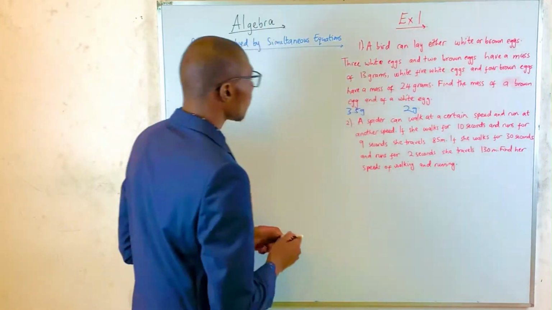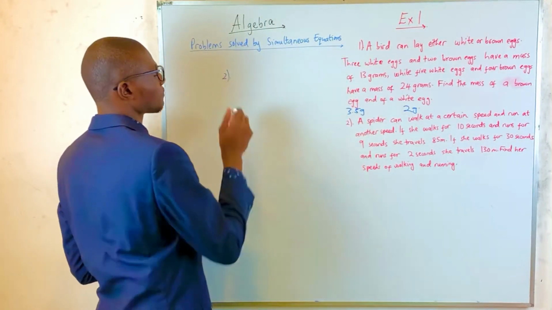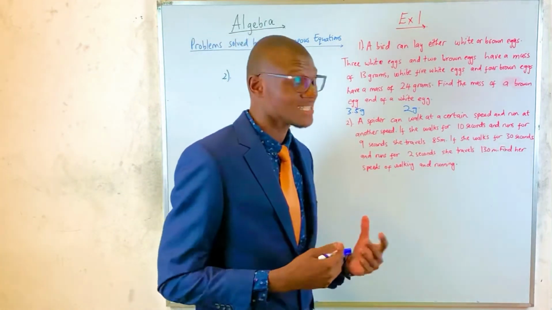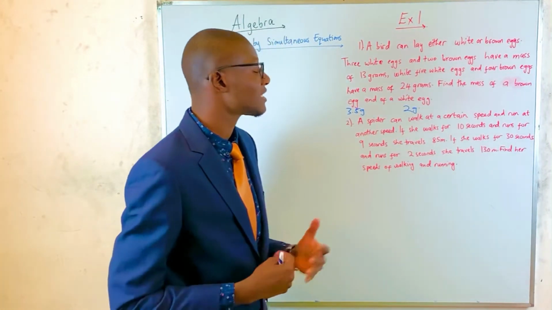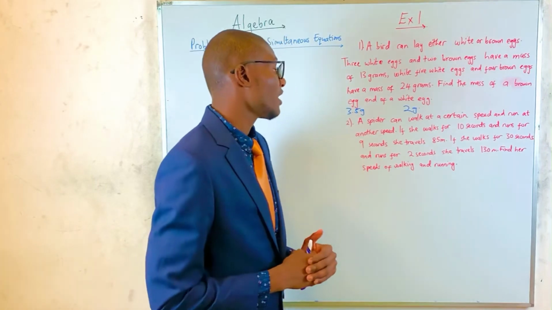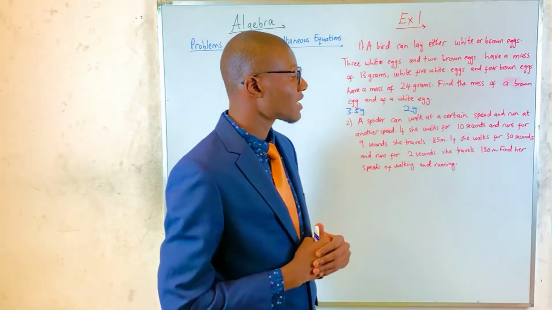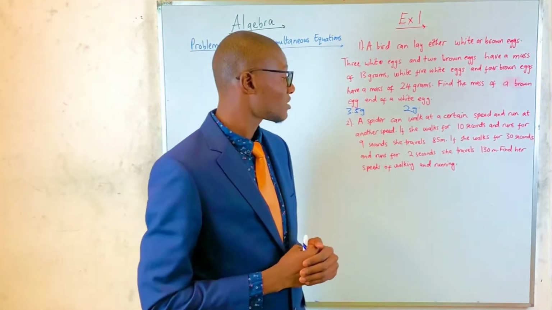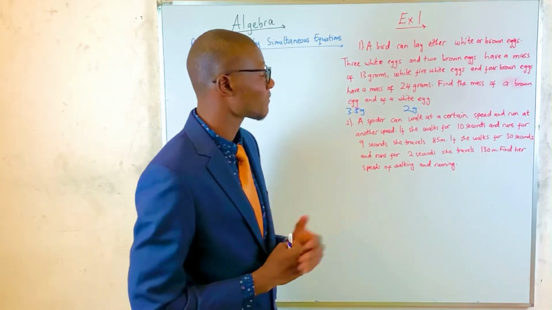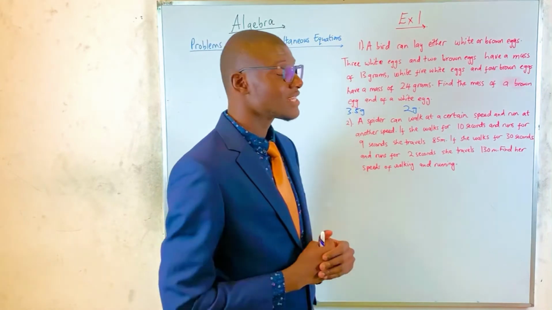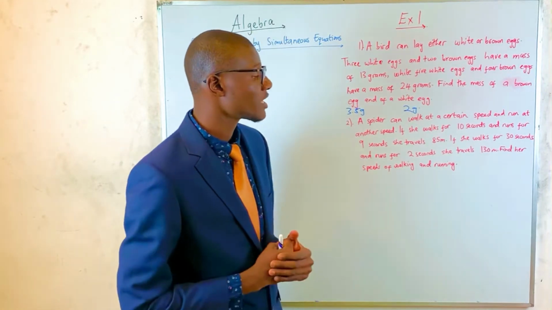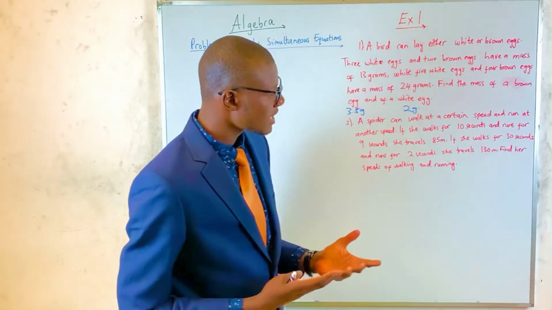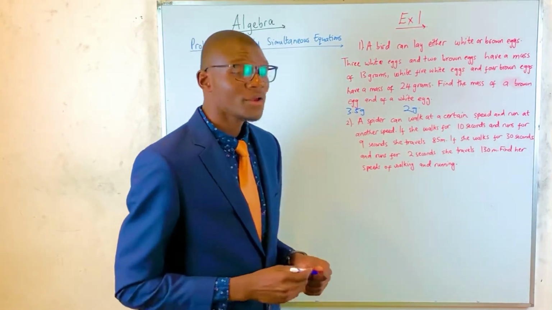Okay, so now looking at number 2, we're told that a spider can walk at a certain speed and run at another speed, right? If she walks for 10 seconds and runs for 9 seconds, she travels 85 meters. Then if she walks for 30 seconds and runs for 2 seconds, she travels 130 meters. Now the question says find the speeds of walking and running.